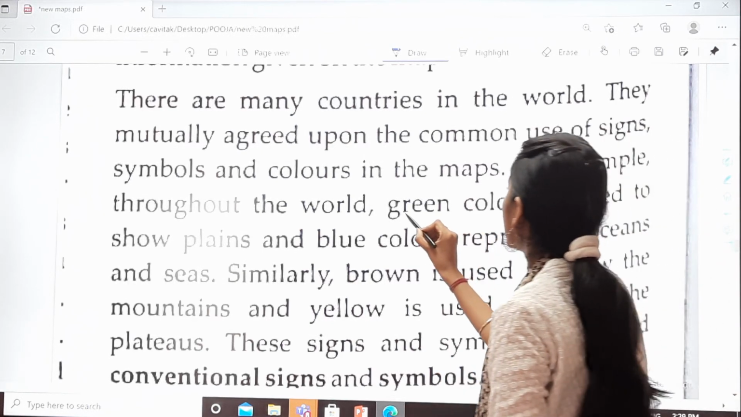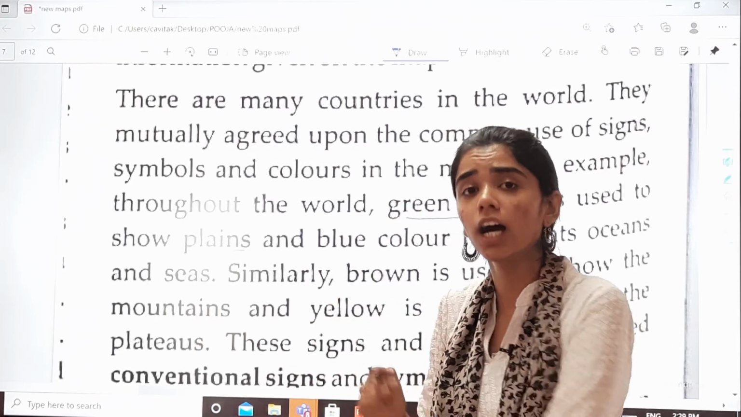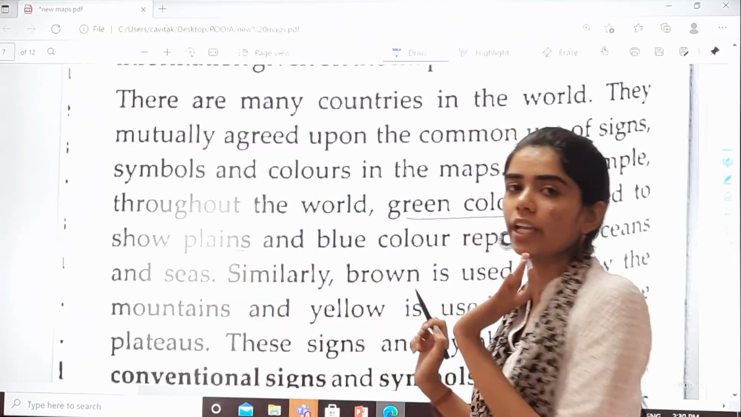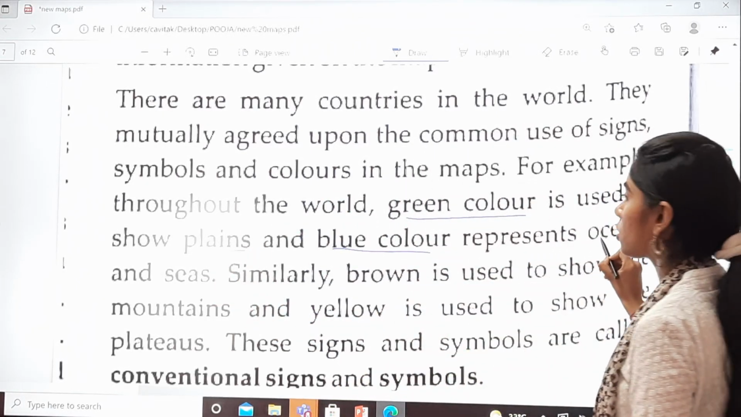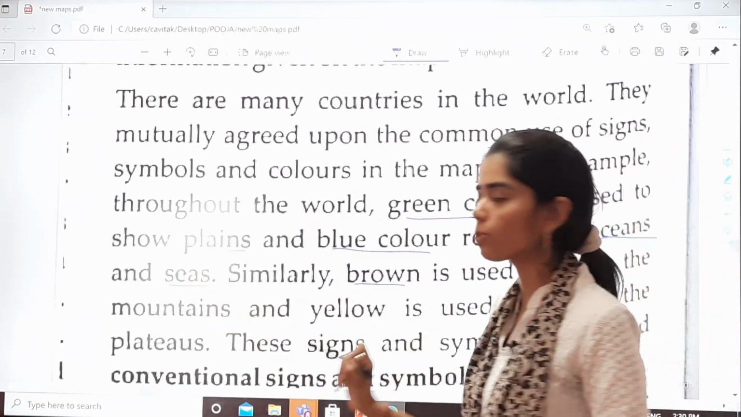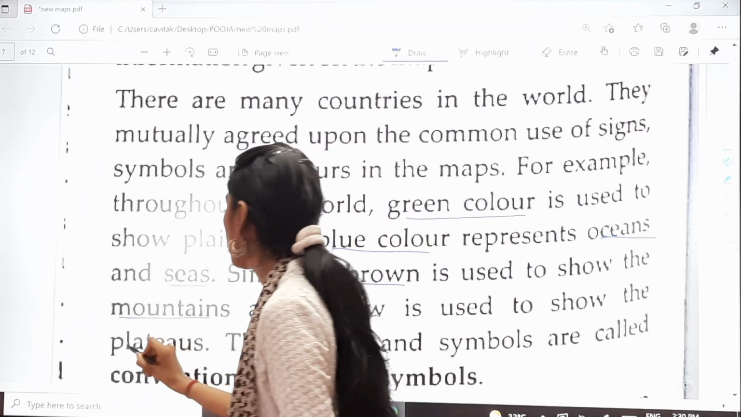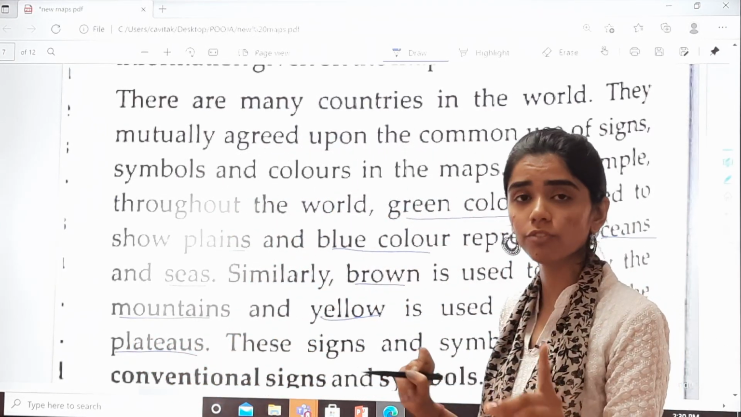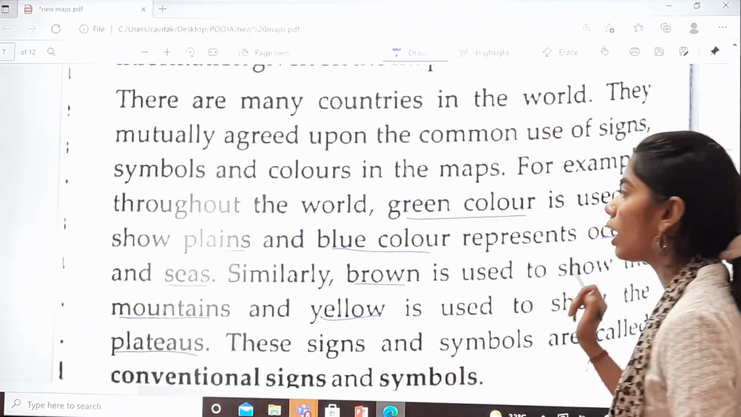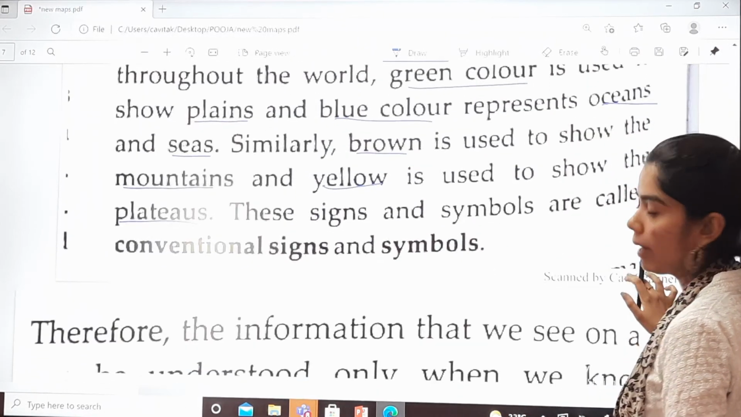Throughout the world, green color is used to show plains, that is the plain areas. Not only in India, but throughout the world, everyone who wants to show plain areas will use the color green. Then, blue color represents oceans and seas. Similarly, brown color shows what? Mountains. And the yellow color is used to show plateaus. This is good information, children. You should know this: green is used to show plains, blue color for oceans, brown for mountains and the yellow color for the plateaus.